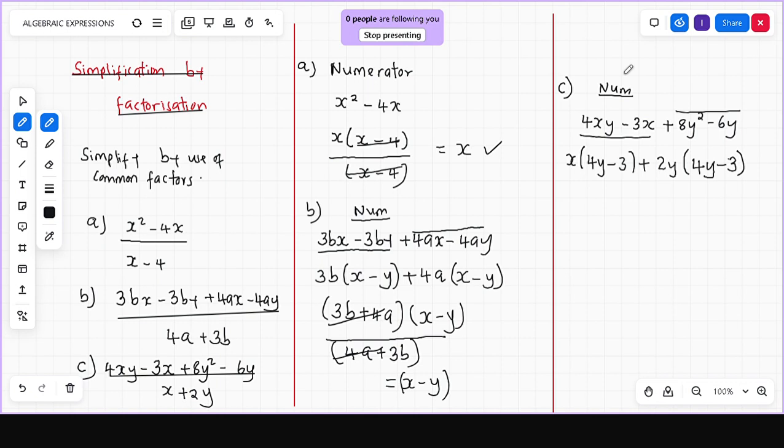So now for the numerator, what's outside the bracket is x plus 2y. So we're going to have x plus 2y into bracket, open another bracket, 4y minus 3. So that is the numerator. Then over the denominator here we have x plus 2y. So x plus 2y cancels this one. So the final answer becomes 4y minus 3. And this is the answer.